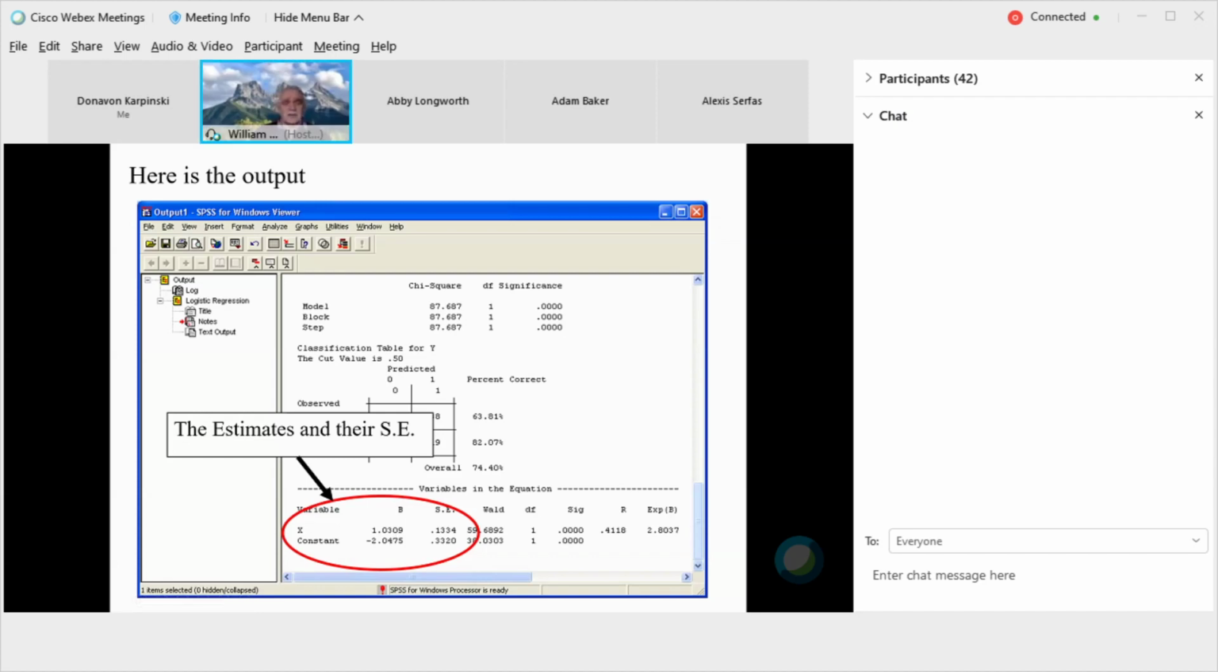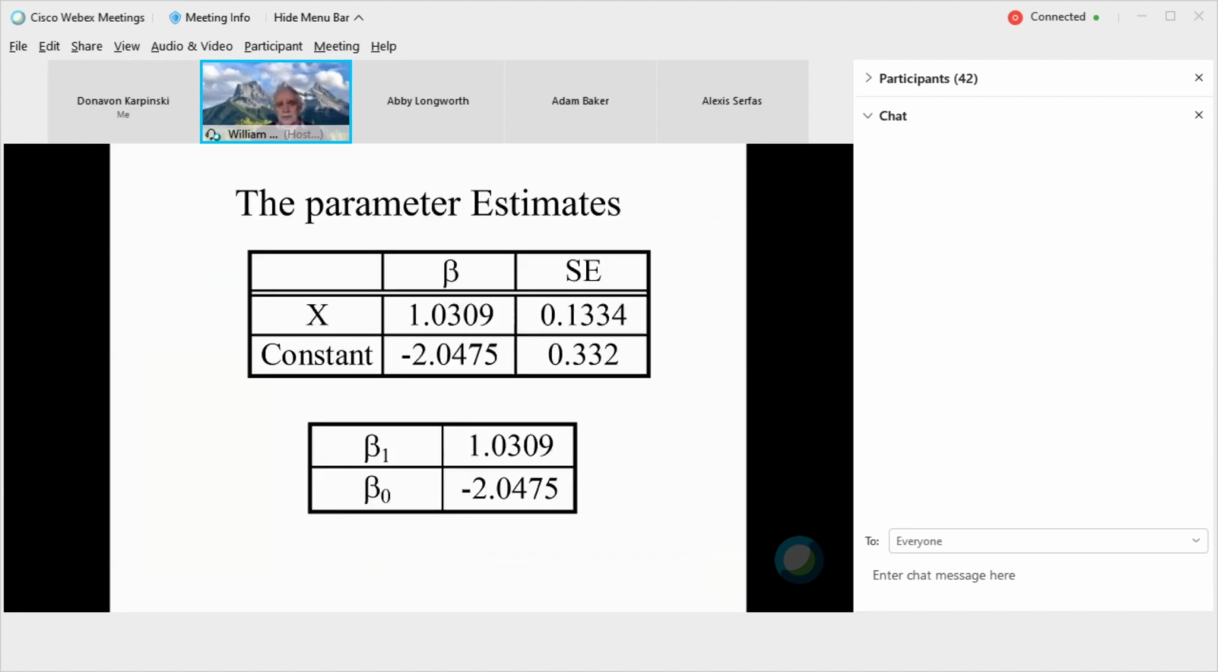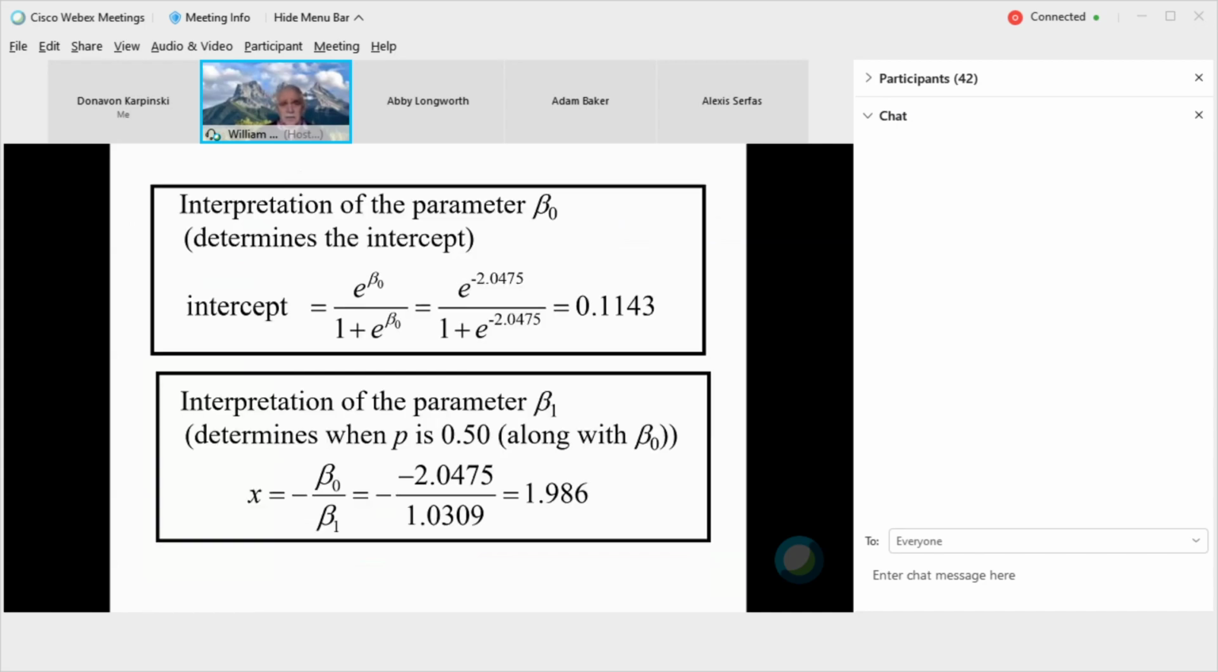B for the X value is the value of beta 1. So the parameter estimates, there's beta 1, 1.0309. There is the constant term, that's the value of beta naught. These are also standard errors, standard deviations of those that are used for testing.